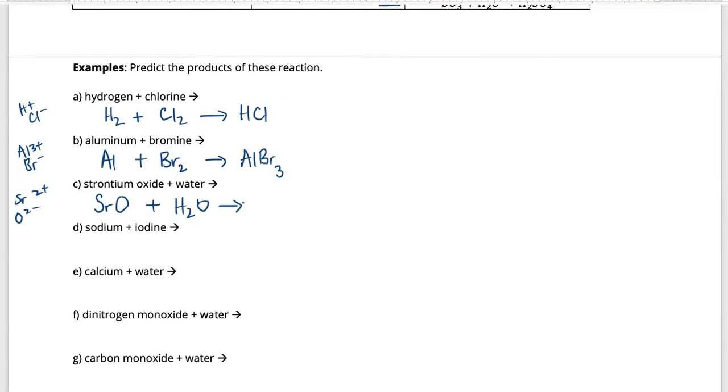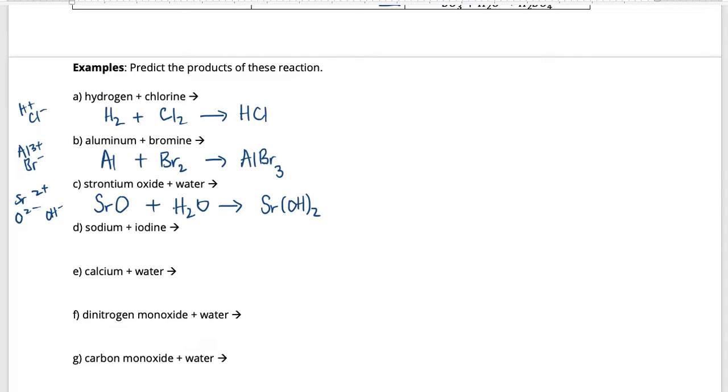Let's write that out. If it's going to be a metal hydroxide, remember, hydroxide has a negative 1 charge. So we're going to combine strontium and hydroxide. That 2 is going to come down. Charge balance, you get 2, so you need brackets around the hydroxide. So here is a different synthesis reaction from A and B. We have a metal oxide and water.